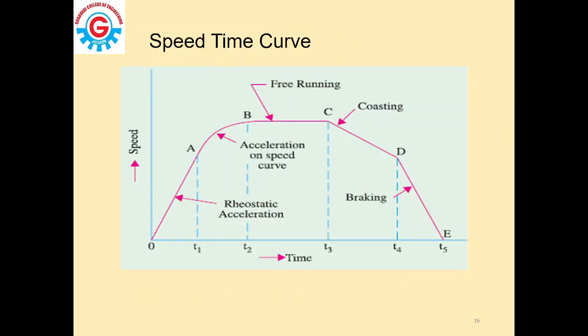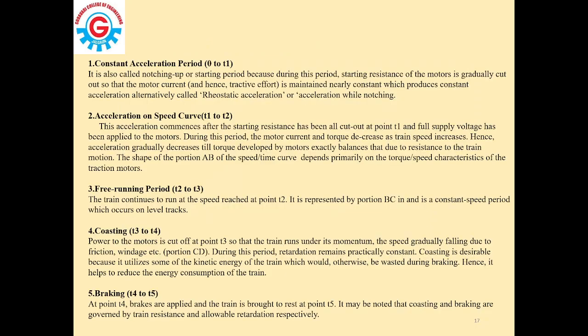Then next is the speed time curve. Depending on the different services, that is urban, suburban and mainline services, this speed time curve is drawn with time on the x-axis and speed on the y-axis. We will draw the speed time curve. There are several parts like rheostatic acceleration, then acceleration on speed curve, then free running, then coasting and then braking. We'll see them one by one.